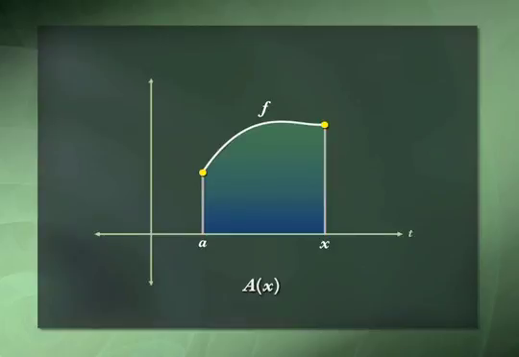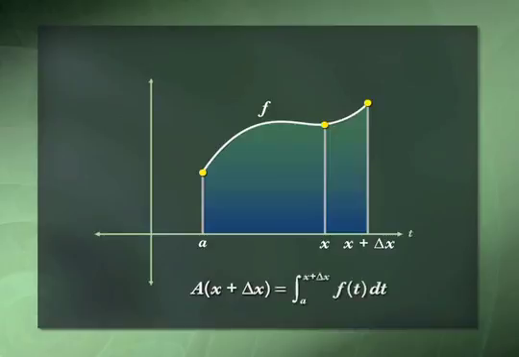Good. Now, let's move to a nearby point, x plus delta x. Remember, delta x is always kind of a small change in x. So we move to x plus delta x, and now we have the area starting at a and going out to x plus delta x. Well, what would that area be? According to our symbols, it would be the integral from a to x plus delta x of our function f of t. Good. Now, let's subtract these two.